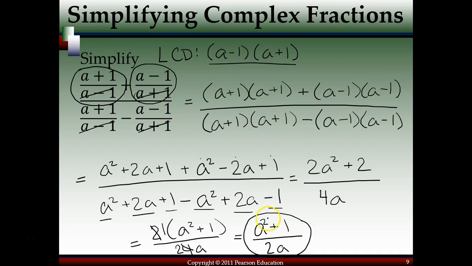That's it. So this is the method I would have chosen for this. This is finding the LCD and multiplying the LCD to each one of these fractions in your complex fraction.